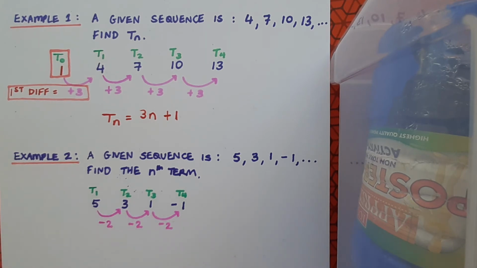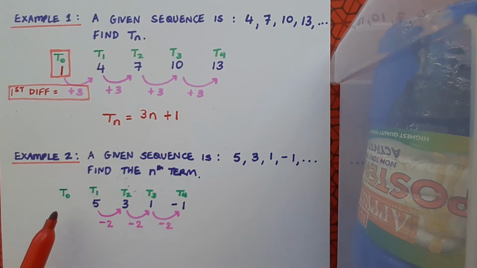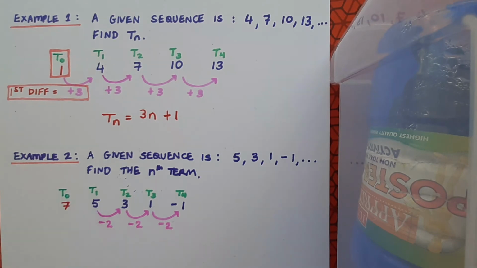Okay, now I'm going to write in term 0. So if there was an extra term at the start, what would it be? So what would I take 2 off to get down to 5? Okay, that would have to be 7. And let's just double check that our term-to-term difference works. Yeah, minus 2 brings me from 7 to 5.